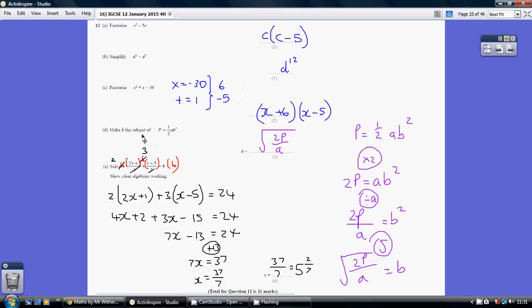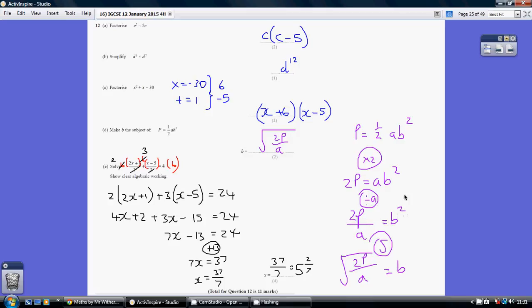Now for part D, so we've got to make b the subject. I've done that over here in purple. So I've started off by undoing the multiplying by half by multiplying both sides by 2, doubling both sides. So 2p equals ab squared. How do we undo this multiplying by a? We divide by a. So 2p divided by a equals b squared.